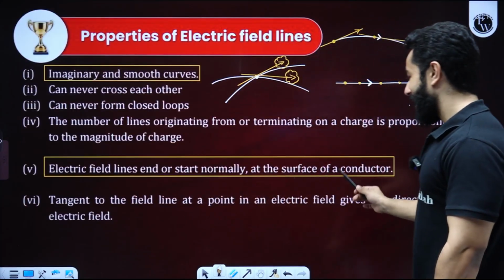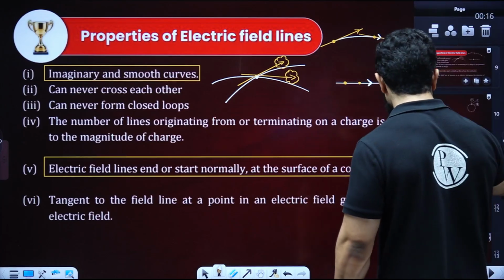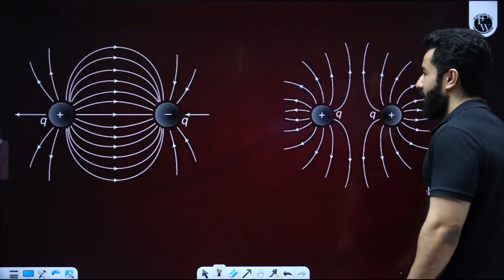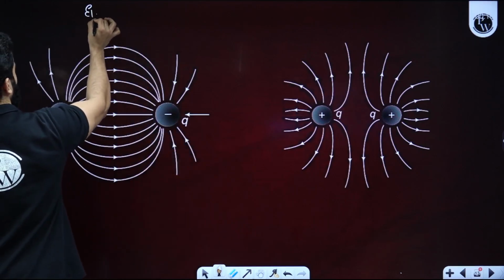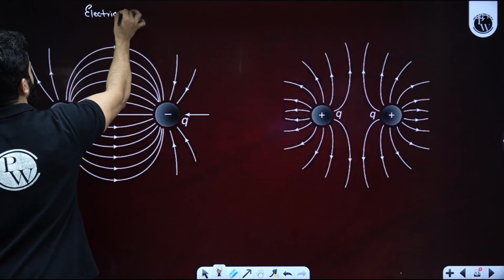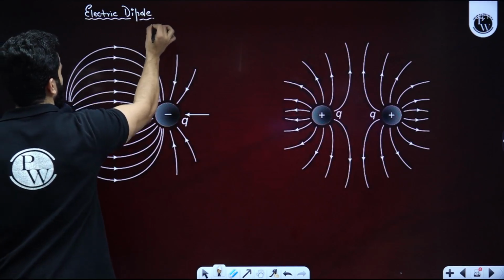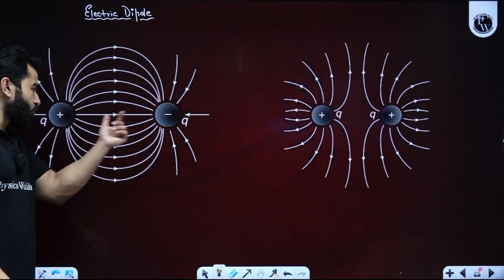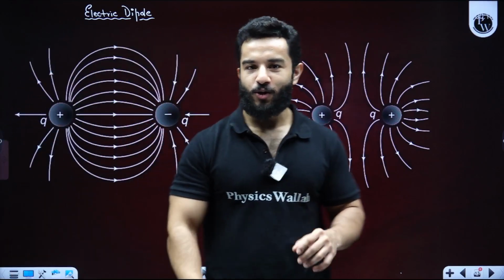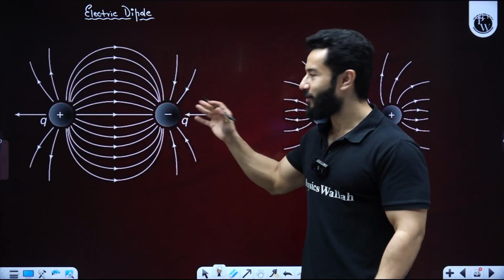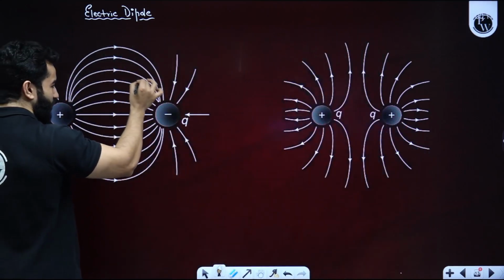Tangent to the field line at a point in an electric field gives the direction of the electric field. This is also very, very important. Now, this is something that is called an electric dipole. We are going to talk about this in this chapter only. Electric dipole is not a big thing. It is a system of two charges. Those two charges have equal magnitude and opposite polarity. When you draw the electric field lines of these two charges, it will be something like this, and these are open, smooth curves. From positive charges they originate, on negative charges they terminate.